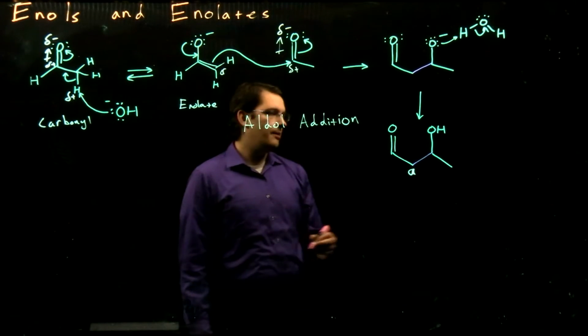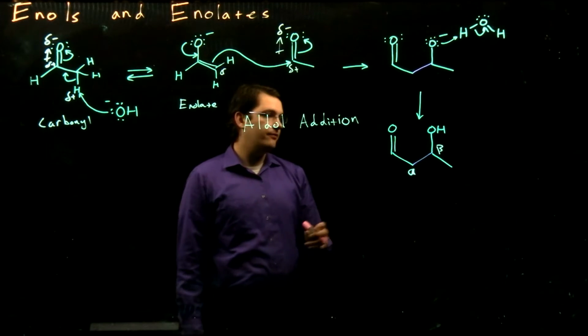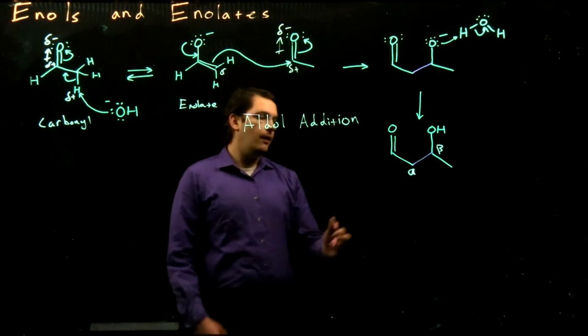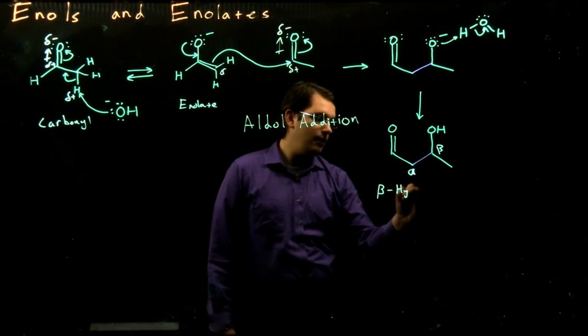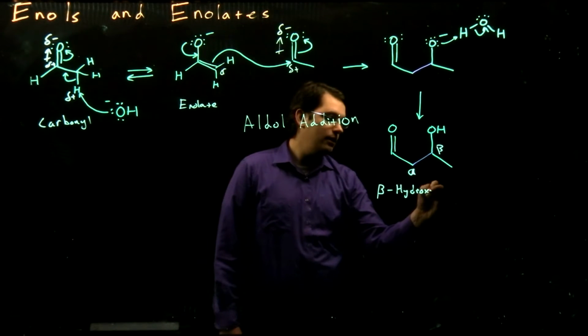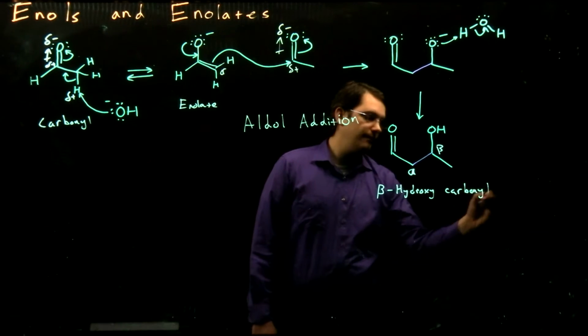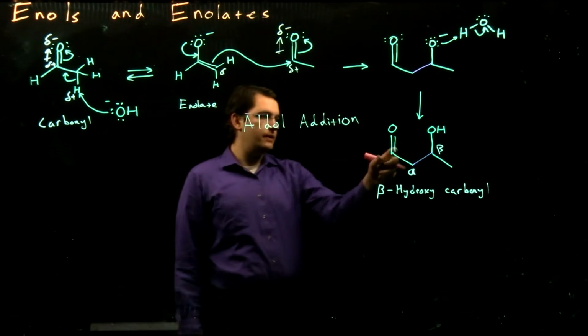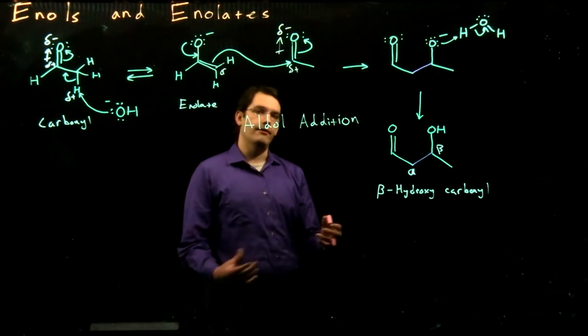So there's our alpha carbon. This would be referred to as our beta carbon, the carbon that's 2 carbons away from our carbonyl. So we always get a beta hydroxy carbonyl in our aldol addition reactions. So you always have this characteristic pattern of a carbonyl, and then 2 carbons away you have that alcohol.